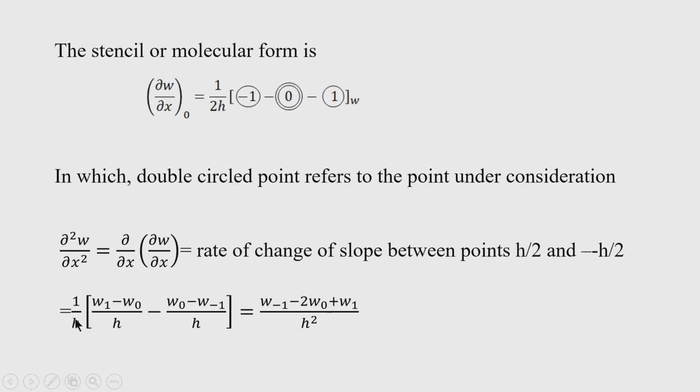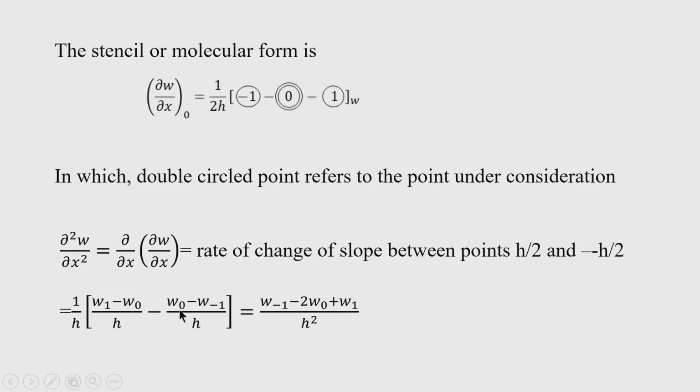So, from h by 2 to minus h by 2 the gap is h, and therefore h appears here. If we consider node 0, then towards the right hand side the deflection value is W1. So W1 minus W0 divided by h, and then the change towards the left is W0 minus W minus 1 divided by h. After simplifying this expression, it can be written as W minus 1 minus 2 W0 plus W1 divided by h square. So you are getting the second derivative, that is the curvature of the deflected surface.